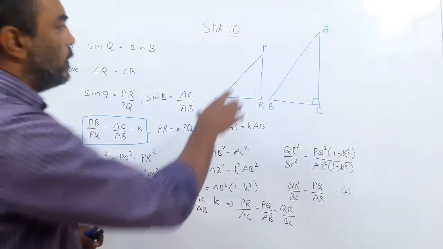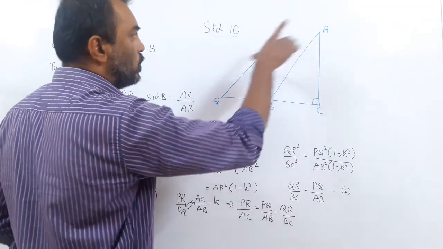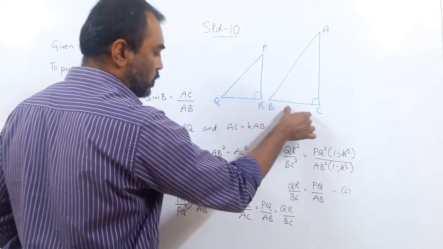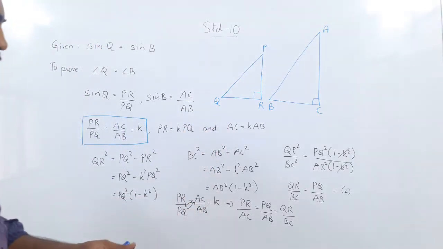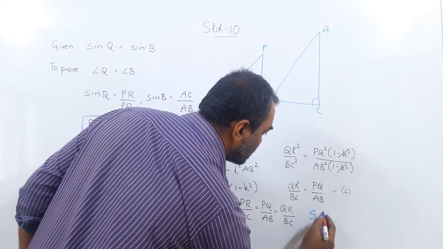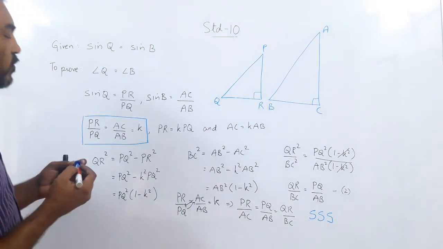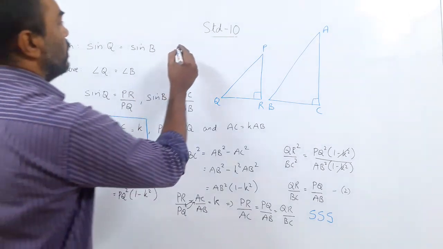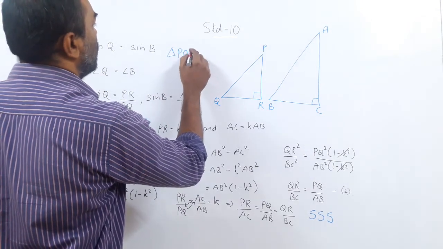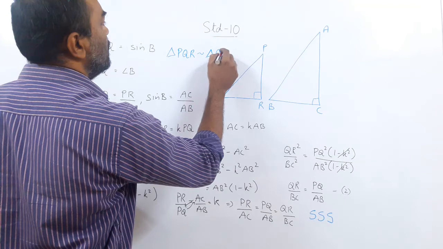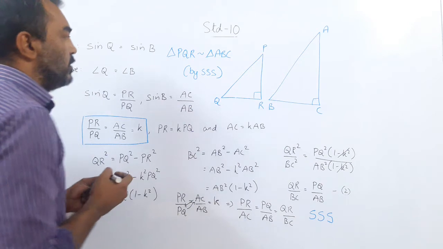Now look at this. PR upon AC equal to PQ upon AB equal to QR upon BC. The ratios of the sides of the two triangles are equal. If the ratios are equal, then by the SSS similarity criteria, we can write here that triangle PQR is similar to triangle ABC. By which criteria? By SSS similarity criteria.